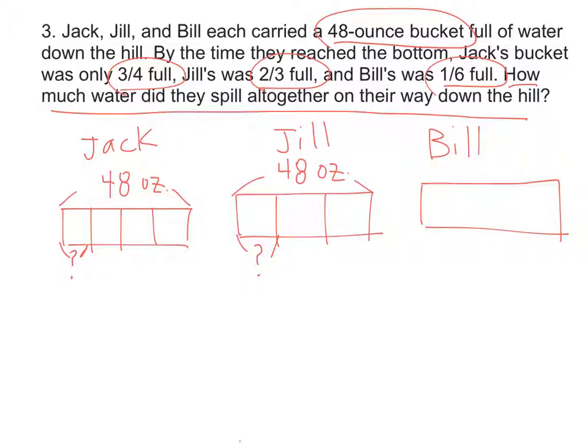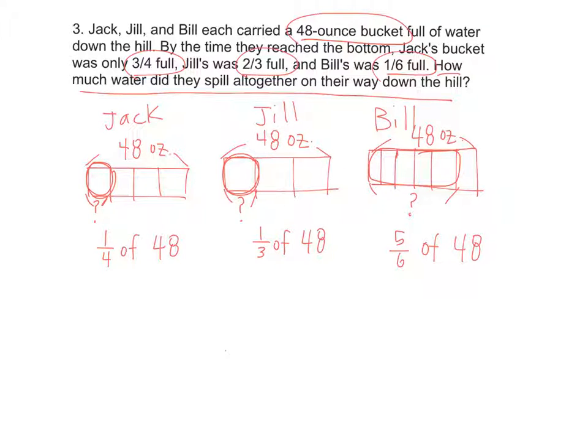Okay. And then for Bill, he also had a piece of tape to represent his bucket. And his bucket also held how much water? 48 ounces. And his is split into how many equal sections? 6. 1, 2, 3, 4, 5, 6. And his was only 1/6 full, so how many sections were lost? 5. So count off 5, 1, 2, 3, 4, 5, and draw your question mark. This is how we draw the diagrams for this problem.